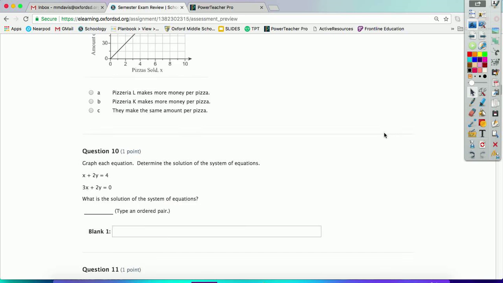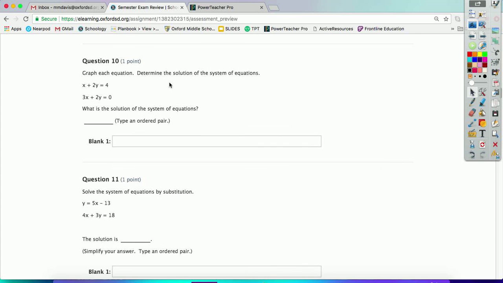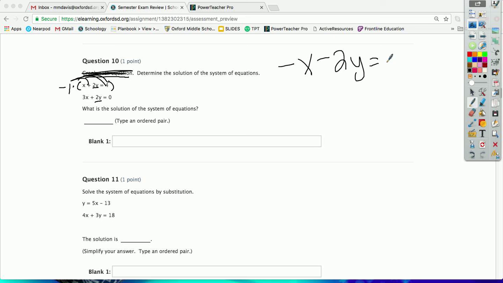All right, and number 10, graph each equation, determine the solution to the system of equations. Okay, well, technically, you could solve it by another method. Even though it says graphing, honestly, I would probably use elimination because they're already lined up, and I have a 2 and a 2 over each other. So I just need one of them to be negative, so I'm going to pick an equation, multiply by -1, because I'm only trying to change the sign. So that will now give me a negative x minus 2y equals -4.